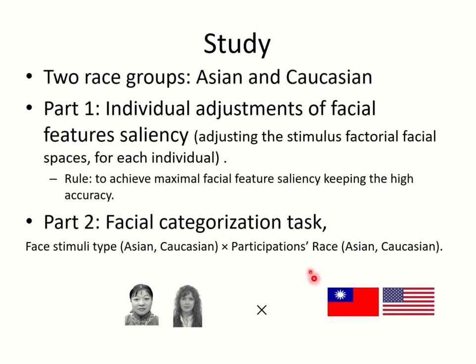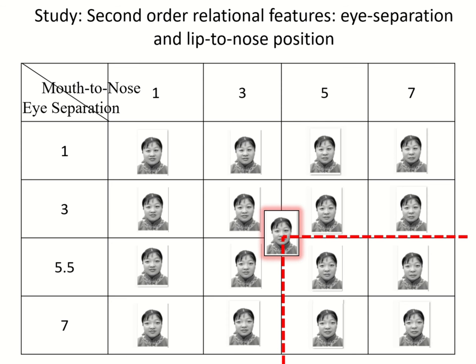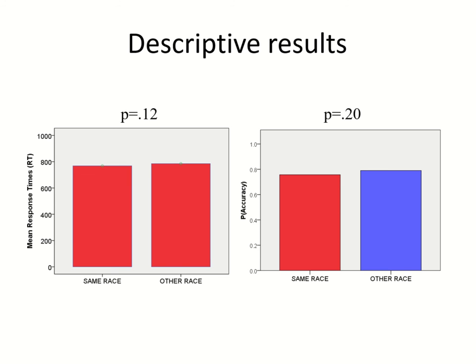This was a cross-race study, Taiwanese and Americans seeing 2 different types of faces. We measured response time for categorization of the stimulus configuration spanned by 2 face configural features. Data averaged across participants didn't show the other race effect.